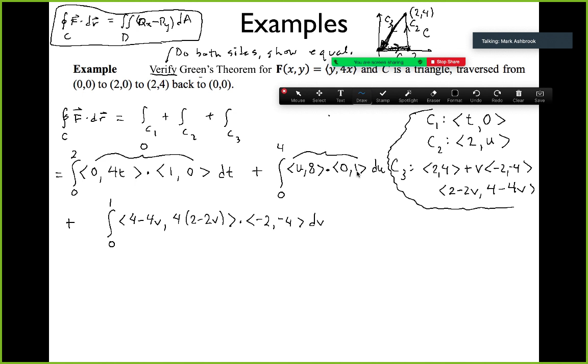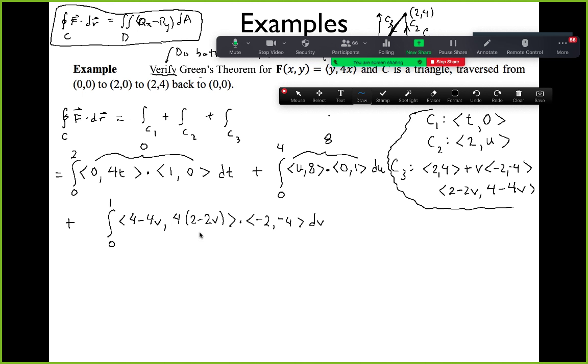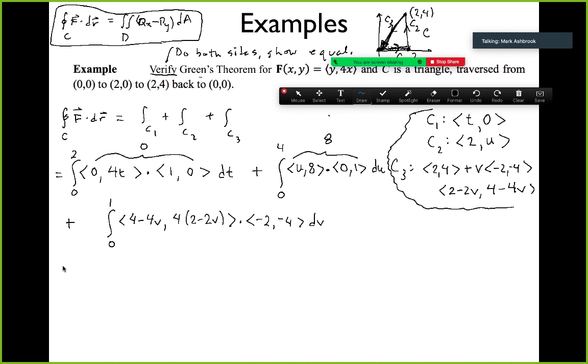So what's this dot product? Looks like 8. And it looks like that. So that's just going to be the integral from 0 to 4 of 8 du. It looks like that's going to be 32. So this last one, so we're going to have equals 0 plus 32 plus this one.